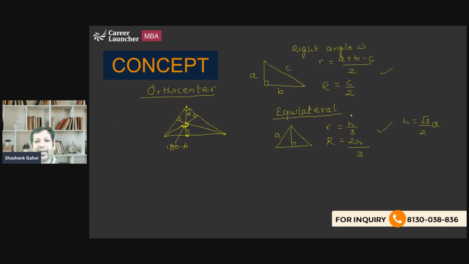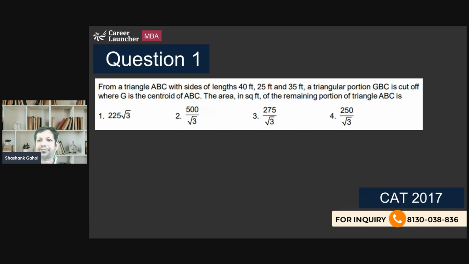So from there we can directly get the formula of this, because centroid divides the perpendicular in the ratio of 2:1. So this is actually going to be your circumradius. This is going to be inradius. So that is going to be 1/3 of H. This is going to be 2/3 of H. Okay. So now we are going to see few questions and solve them.